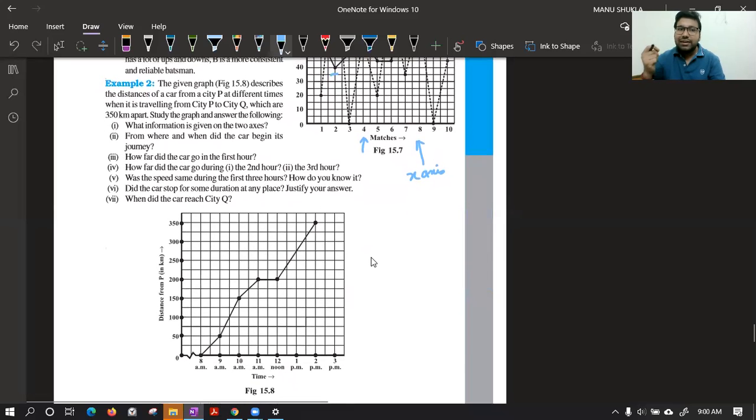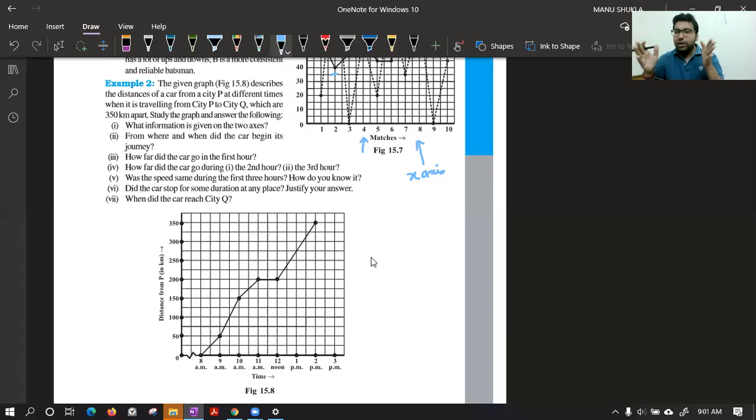The given graph describes the distance of a car from a city P at different times. One car is going from a city P to a different city, and they have given us a graph in which on the x-axis we have time, on the y-axis we have distance from P. Class, try to understand the graph properly. Now they are saying it is traveling from city P to city Q, which are 350 kilometers apart.